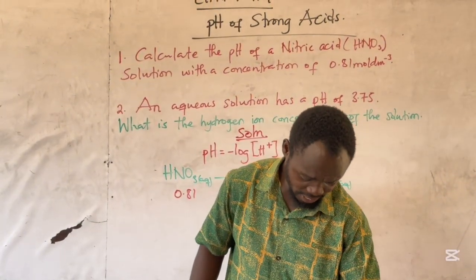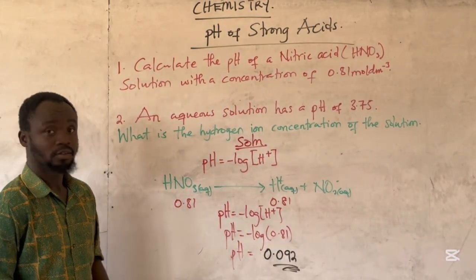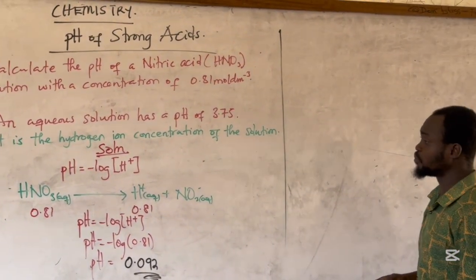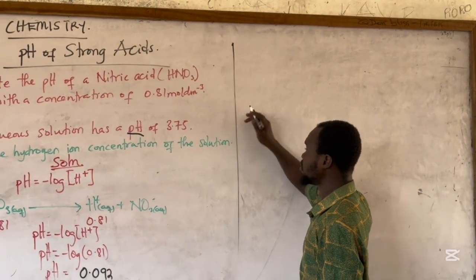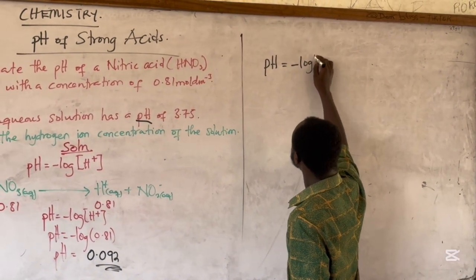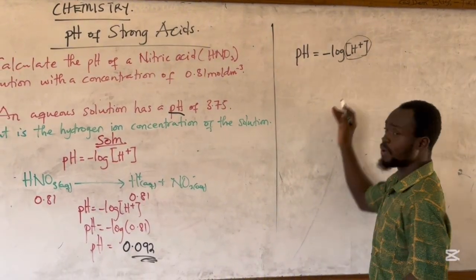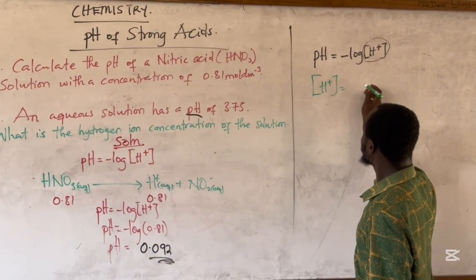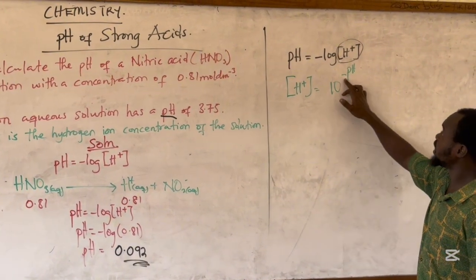Let's look at a second example. In the second example, an aqueous solution has a pH. So, in this question, we are given a pH. In our previous lesson, I indicated that when you have this relation, you can equally be asked to calculate the H plus ion concentration. And what we do, we just make that one the subject, and that is equal to the antilog of negative pH.